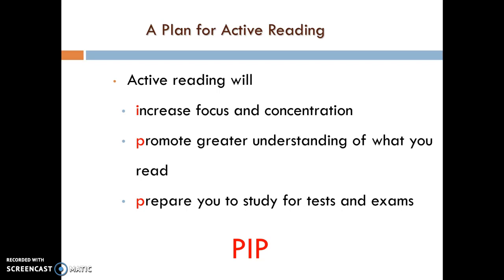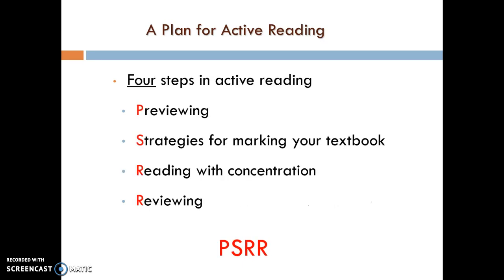Your note card should say active reading and the back should say PIP. If you know what that stands for, you're good to go. If not, you would open this up and go over it again. The 4 steps in active reading are previewing, using strategies for marking your textbook, reading with concentration, and reviewing. PSRR would be the little acronym we're using there at the bottom. So 4 steps in active learning, and the back should say PSRR. If you know what they stand for, you're good to go. If not, you will go back into your notebook to look at this.